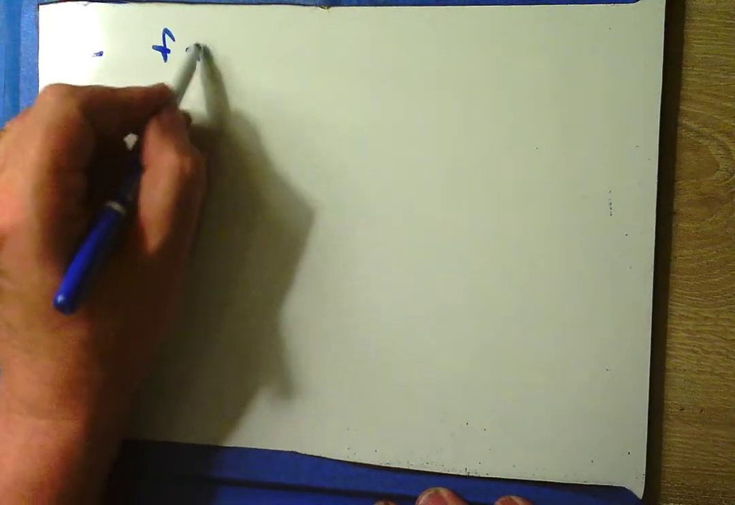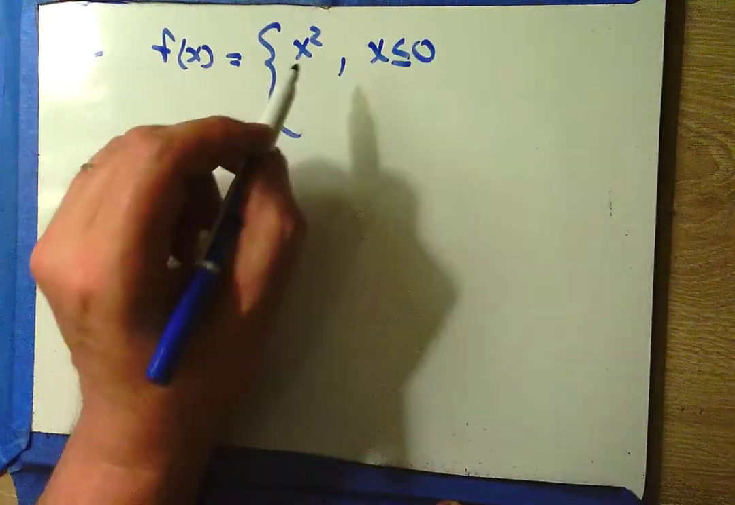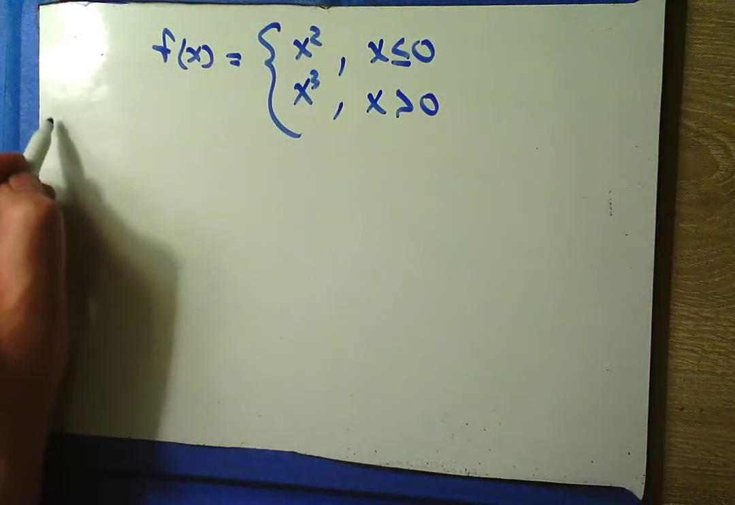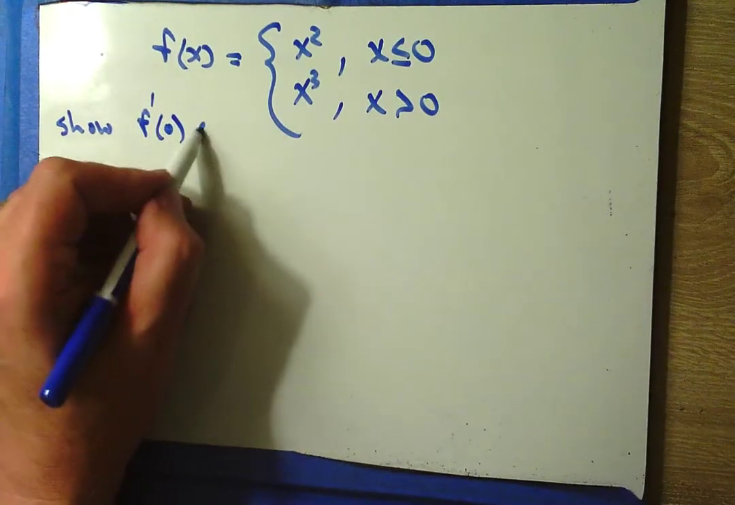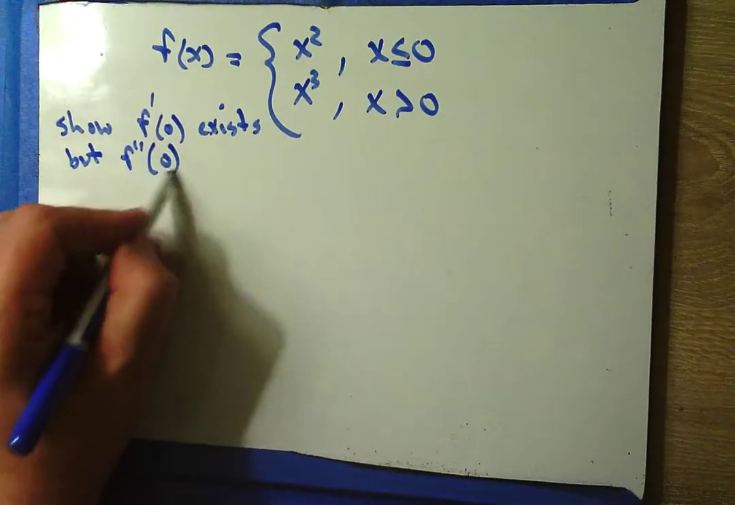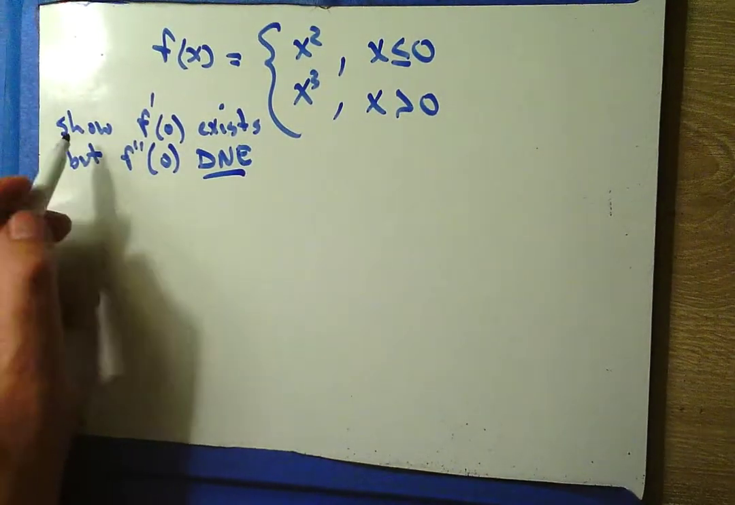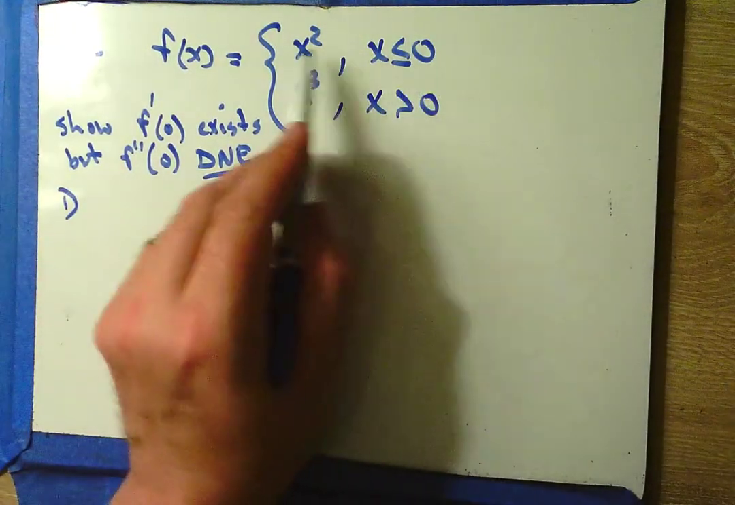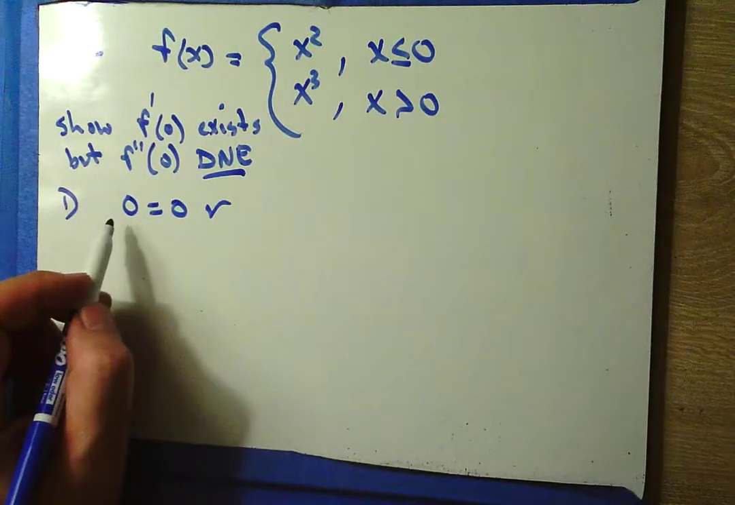Okay, last one. We're given f of x equals x squared for x less than or equal to 0, x to the third for x greater than 0. And the directions say, show that f prime of 0 exists, but f double prime of 0 does not exist. Okay? So let's see. In order for f prime to exist, we need 2 things. We need continuity. So if we plug a 0 into both of these pieces, we get 0 equals 0. Good. And we need the limit of the slopes.